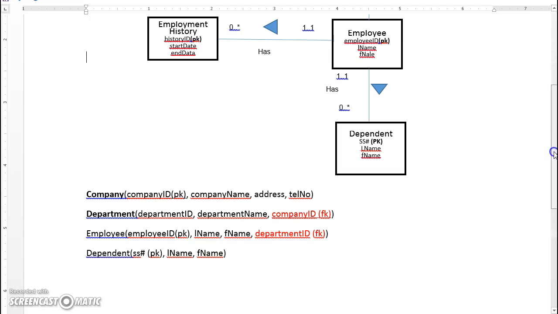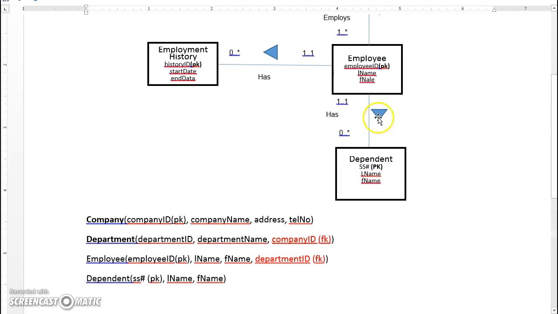Let's look at the employee and dependent. For employee and dependent, we can see that this is one to many. So therefore we have to create an entity for dependent, and then we also can add employee.